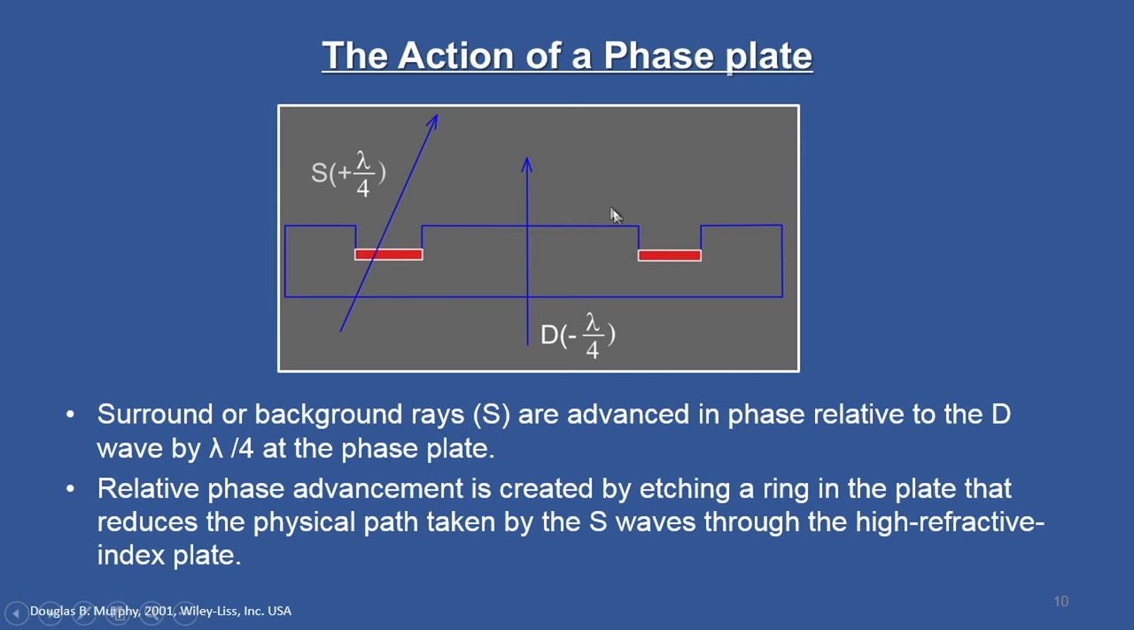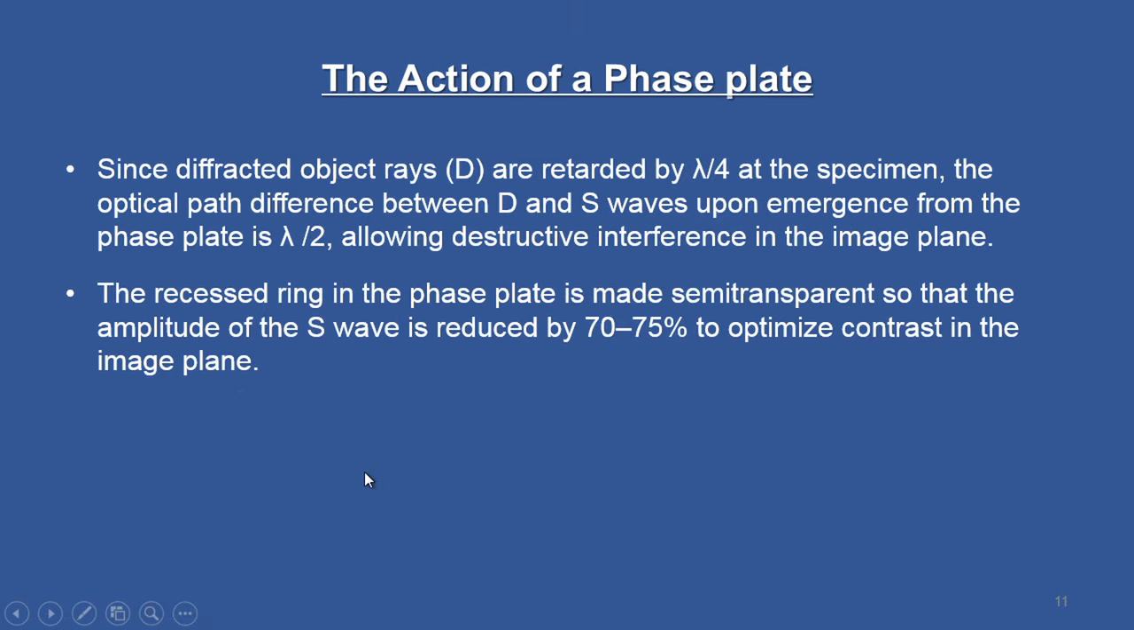What is etched here is an annulus. It is a circular ring, and this is a cross section, which is why you are seeing it in this view. It reduces the physical path taken by the S waves through the high refractive index plate. Since the diffracted object rays D are retarded by lambda by 4 at the specimen, the optical path difference between D and S waves upon emergence from the phase plate is lambda by 2, allowing destructive interference in the image plane. The recessed ring in the phase plate is made semi-transparent so that the amplitude of the S wave is reduced by 70 to 75% to optimize the contrast in the image plane.